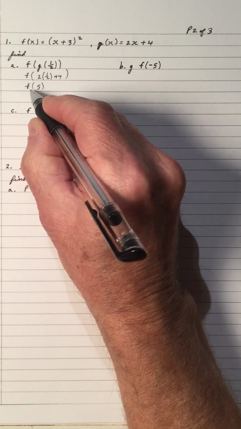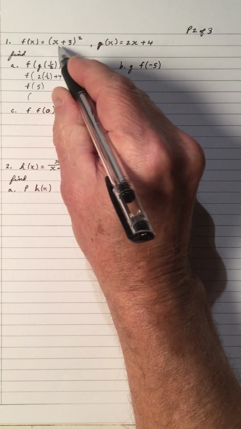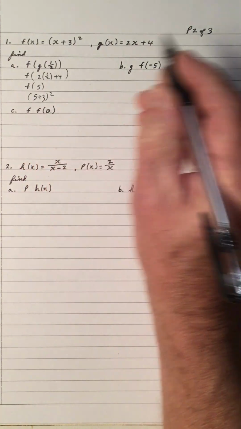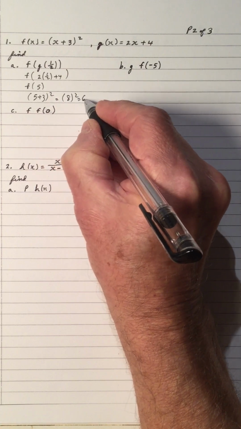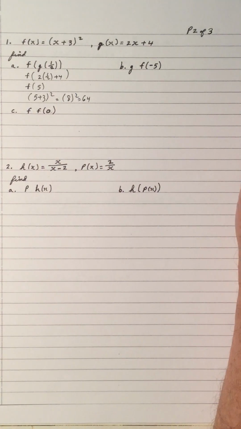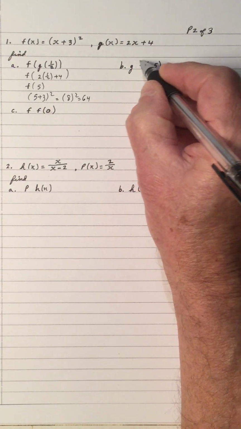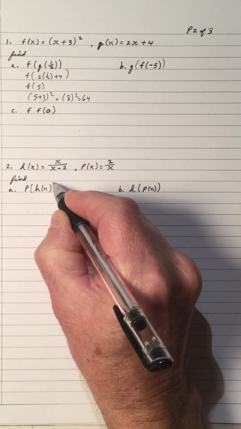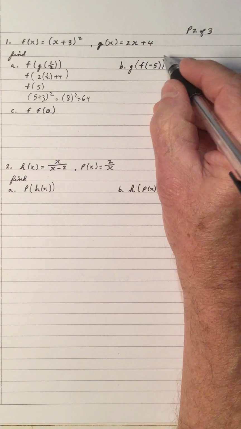And now we have to do f of 5. So 5 goes in the place of x. That's (5 plus 3) squared, which is 8 squared, 64. Oh, I have a little bracket missing here, and a little one missing right here. I deleted something and forgot to put my bracket in, but I'll add it now.